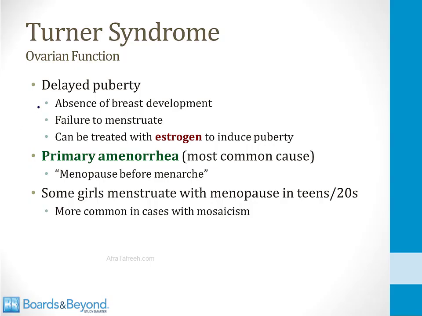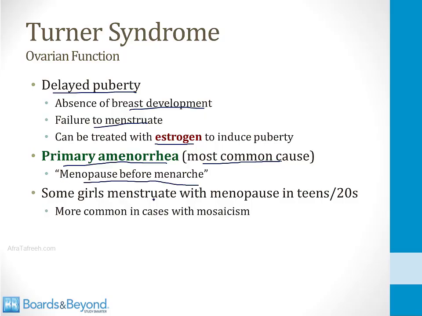Girls with Turner syndrome will display delayed puberty. They will have absence of breast development and failure to menstruate. This is sometimes treated with estrogen supplementation to try and induce normal changes of puberty in girls who have this disorder. In addition, Turner syndrome typically leads to primary amenorrhea. In fact, it is the most common cause. This is sometimes referred to in textbooks as menopause before menarche. Basically, these girls are born with insufficient ovarian tissue, so they have menopause before they've had the start of menses.